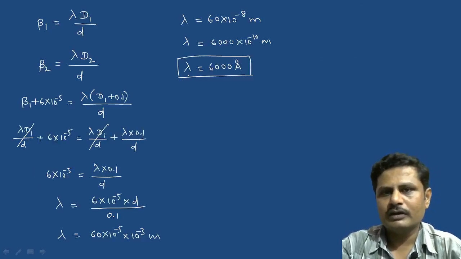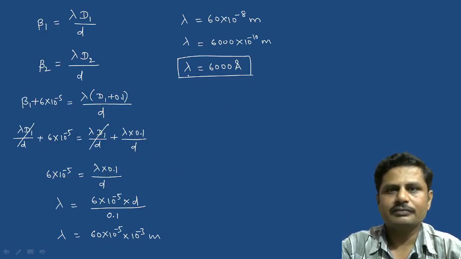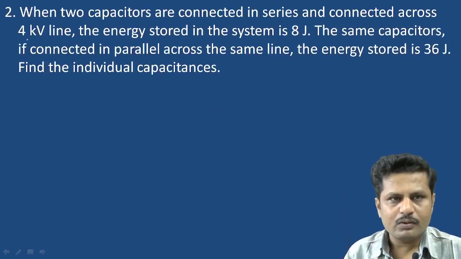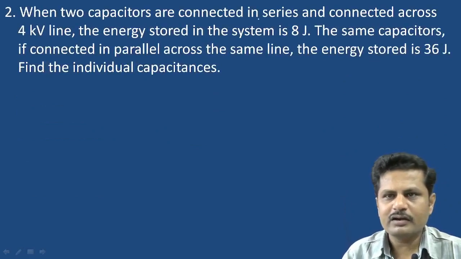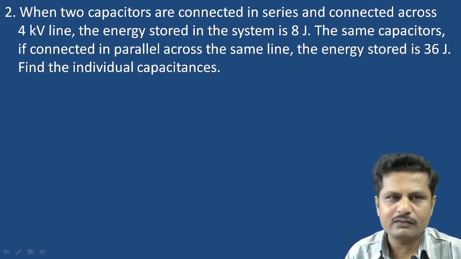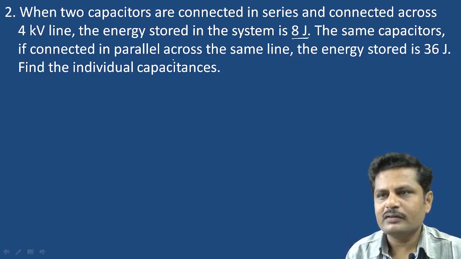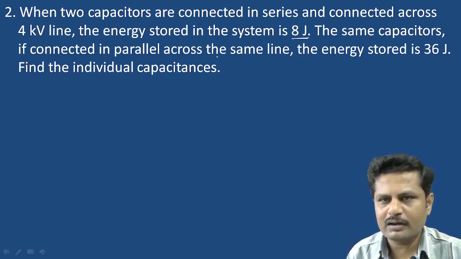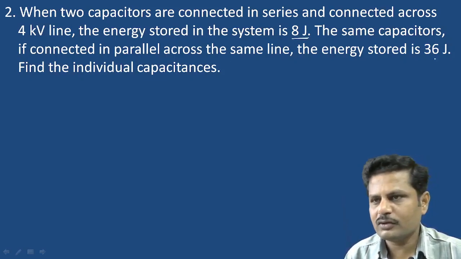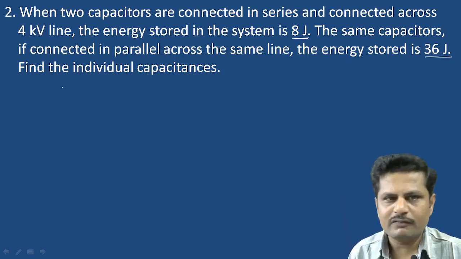So let's have a look at the next question. When two capacitors are connected in series and connected across a 4 kilovolt line, the energy stored in the system is 8 joule. The same capacitors, if connected in parallel across the same line, the energy stored is 36 joule. Find the individual capacitances.